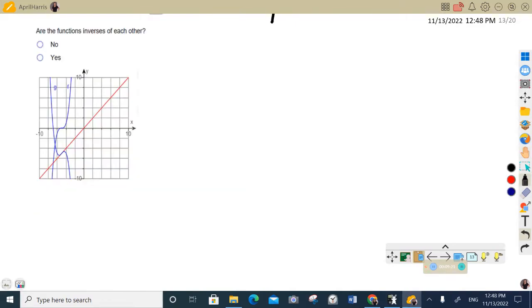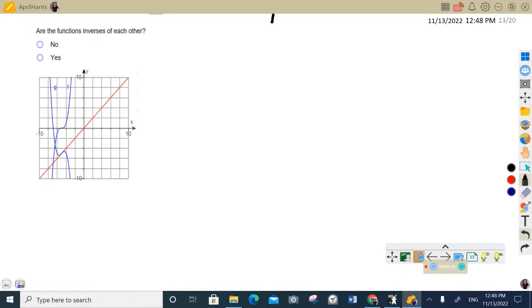All right, next question wants to know, are the two functions inverses of one another? And the reason why they have the red line on here, the functions they want you to look at are the blue ones, g and f. The red line is the y equals x line. And if two functions are inverses, they would be symmetrical across the y equals x line. These are not a mirror image from one side to the other.